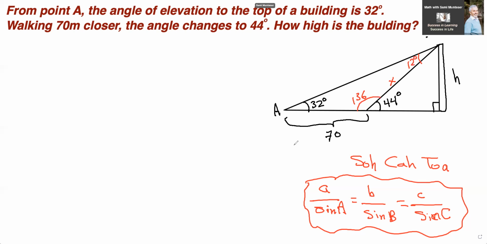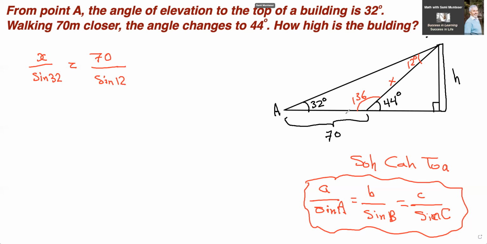So now I'm going to start using the sine law. If I want to find X, I'm going to go X over sine 32 equals 70 over sine 12. Now, some students could ask me, how did you come up with this? What is A?